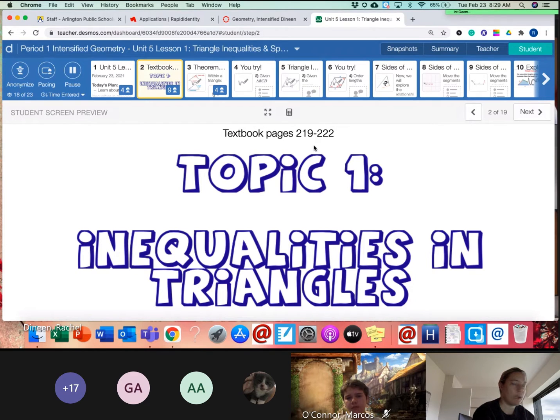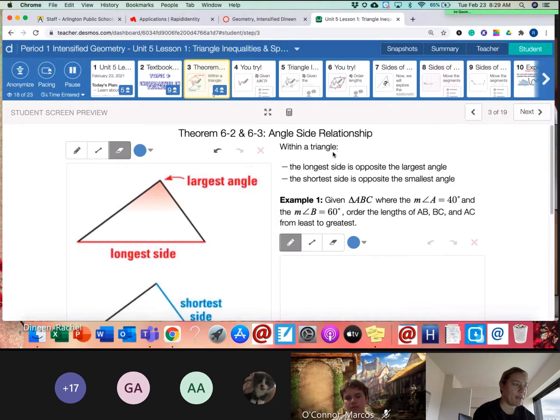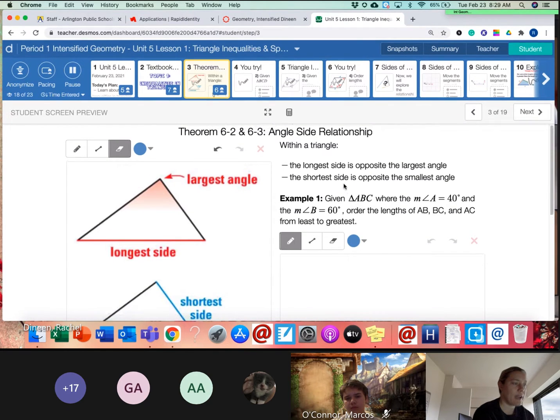On page 219 through 222. So on to slide 3. First, angle side relationship. This is theorem 6-2 and 6-3.